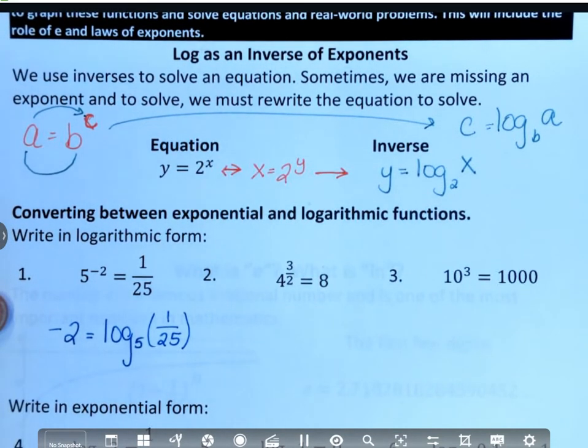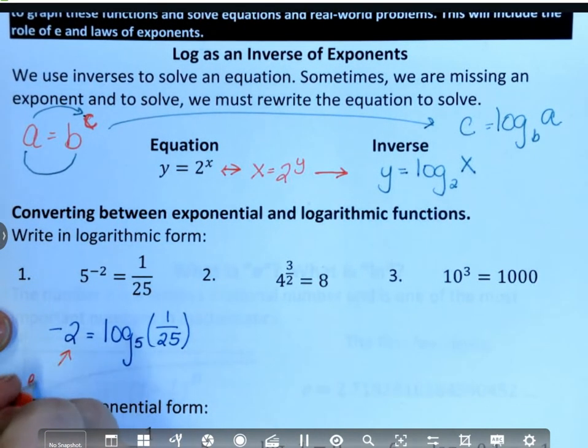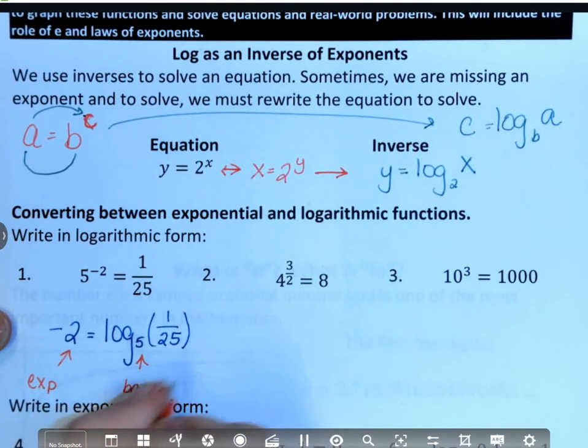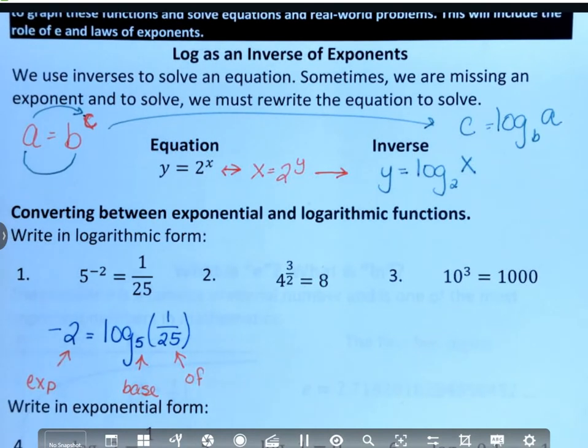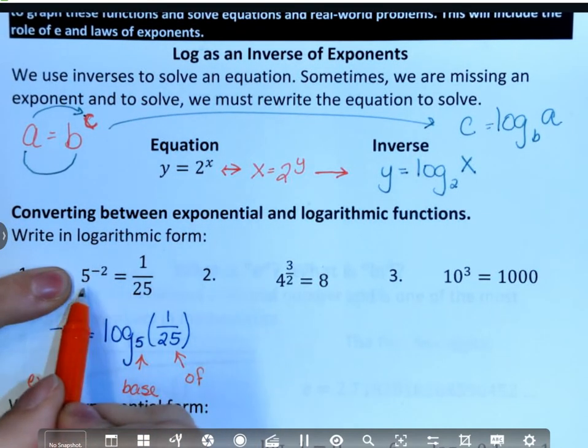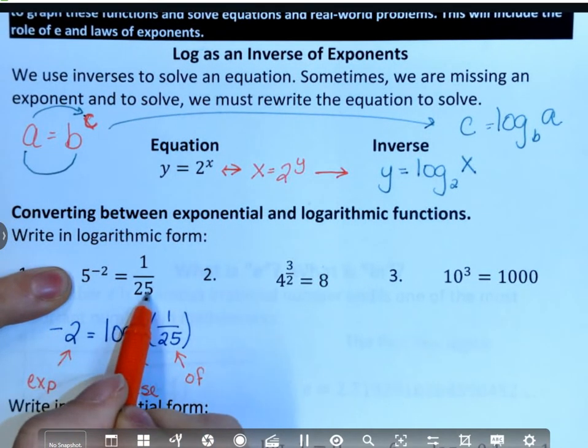And if you want to see that in words, what I just said, this is my exponent, log base of. That's where all those things come from. This is your exponent, base, and that's what the answer is.